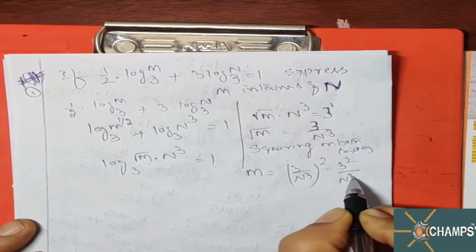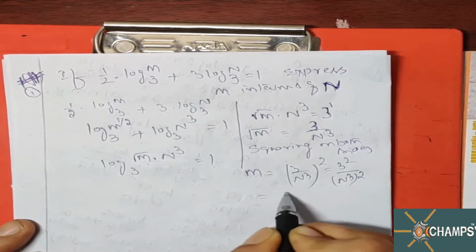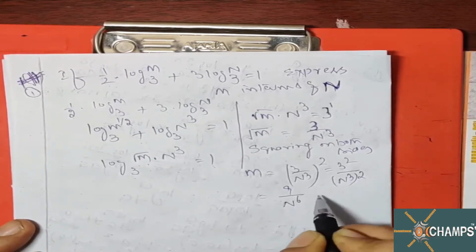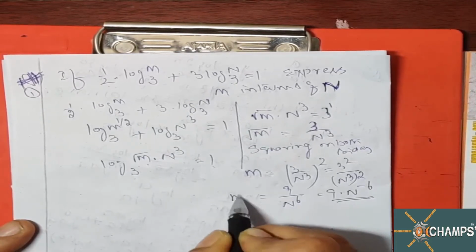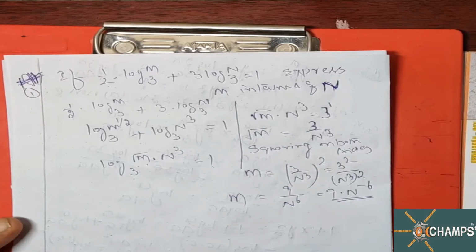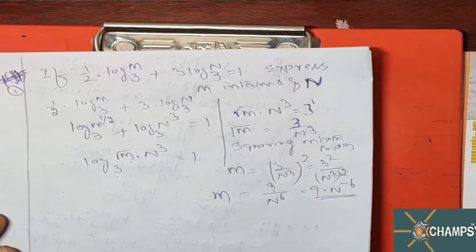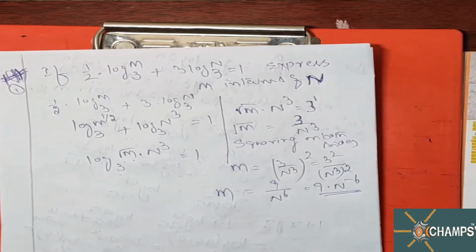3 square by n cube whole square, that is 9 divided by n power 6, which is 9 into n power minus 6. So m is equal to 9 into n power minus 6. This is the answer to this question. Next question.